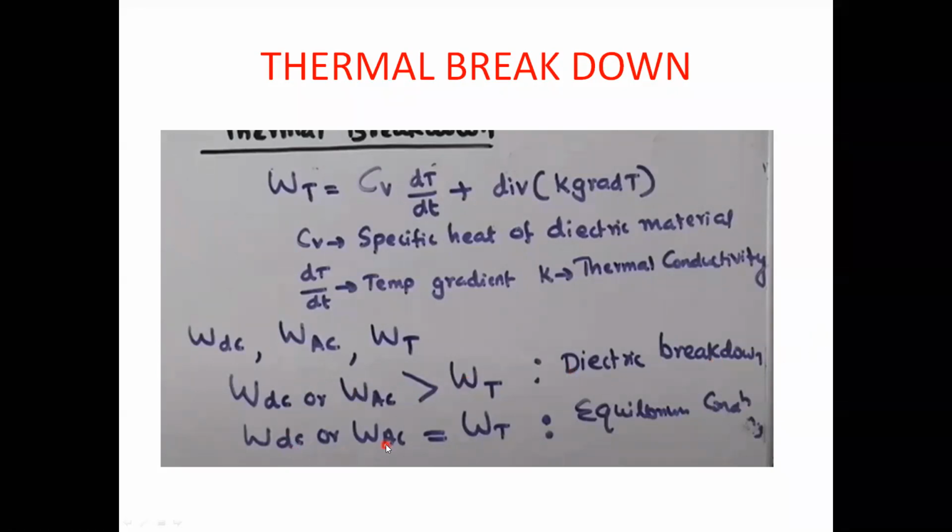Heat generation is equal to the heat dissipation: W_DC or W_AC is equal to W_T. That means the equilibrium condition. When heat generation is equal to heat dissipation, that is the equilibrium condition. And the other condition is generation less than loss: W_DC or W_AC is less than W_T. That means there is no breakdown of the solid type insulating material. So these are the different concepts here.